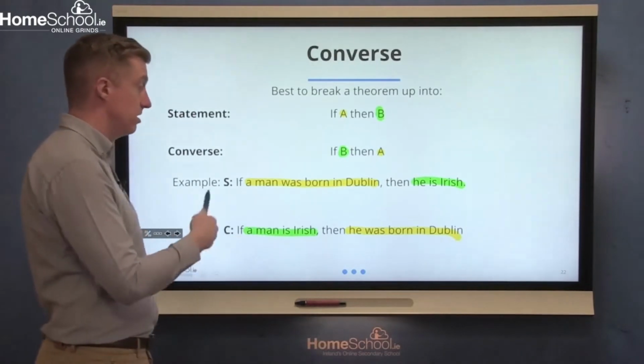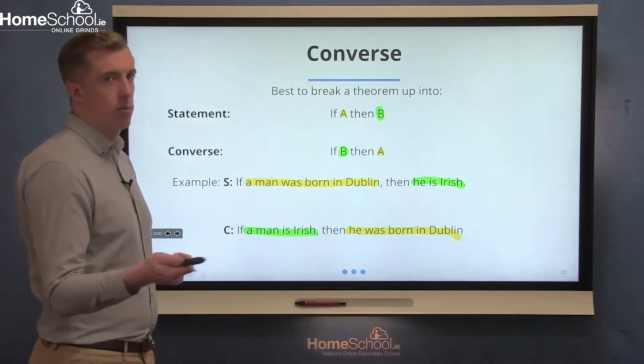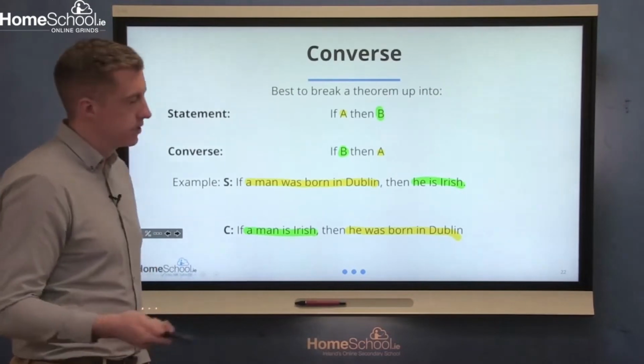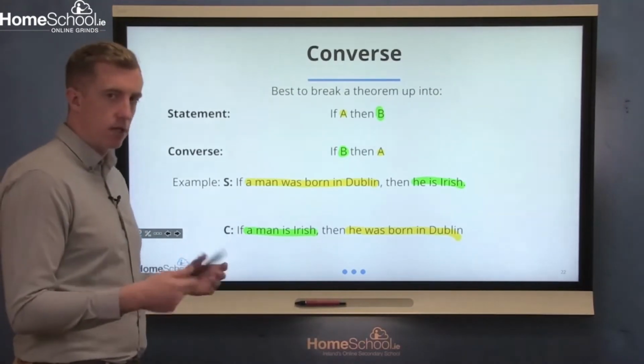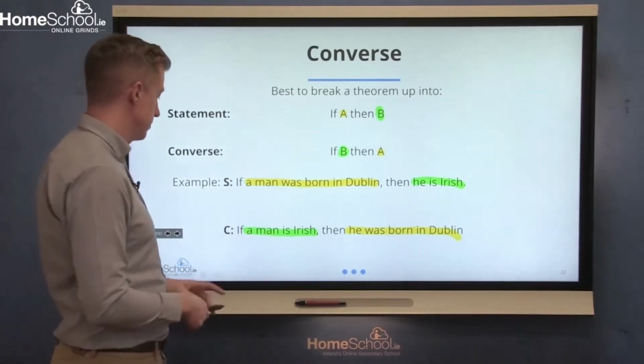If a man is Irish, then he was born in Dublin. No, it's not. He could be born in any other of the counties in Ireland. So, the converse here is not true, but the statement is. And that's perfectly okay. The converse does not have to reflect the statement. Okay.